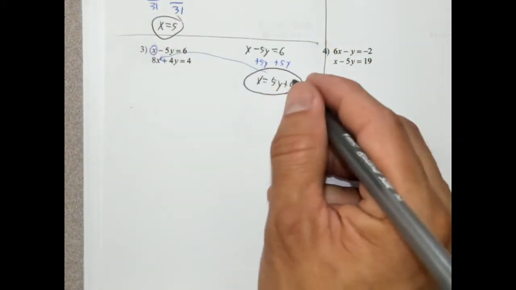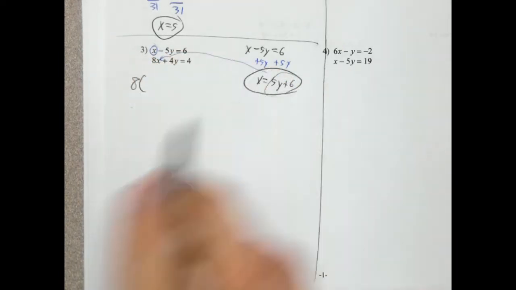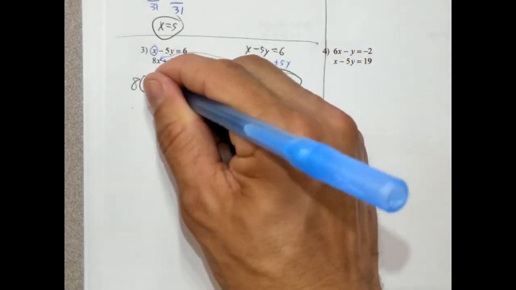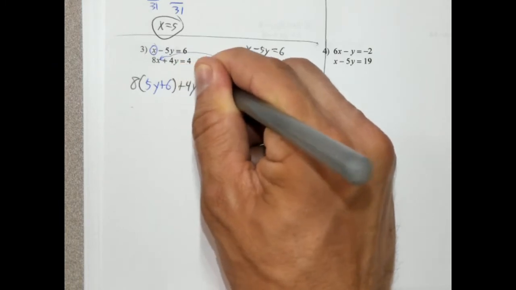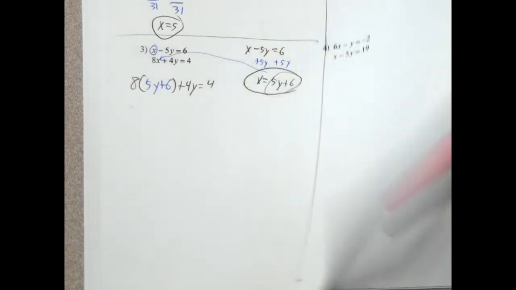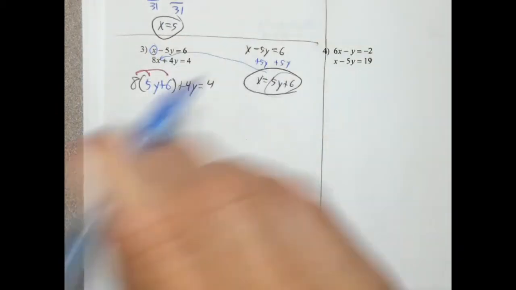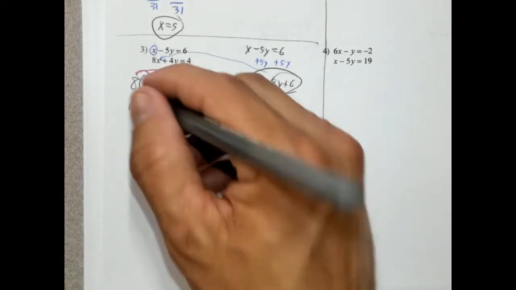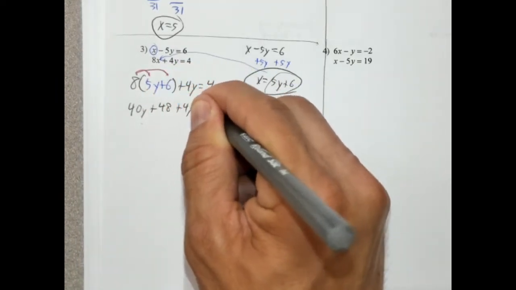So, not this section, just this part here, I guess. So 8 parentheses 5y plus 6, close parentheses, plus 4y equals 4. So now we just distribute this 8, because we're going to solve for y. Okay, 8 times 5 is 40, so we have 40y. 8 times 6 is 48, so it's plus 48. And then plus 4y equals 4.